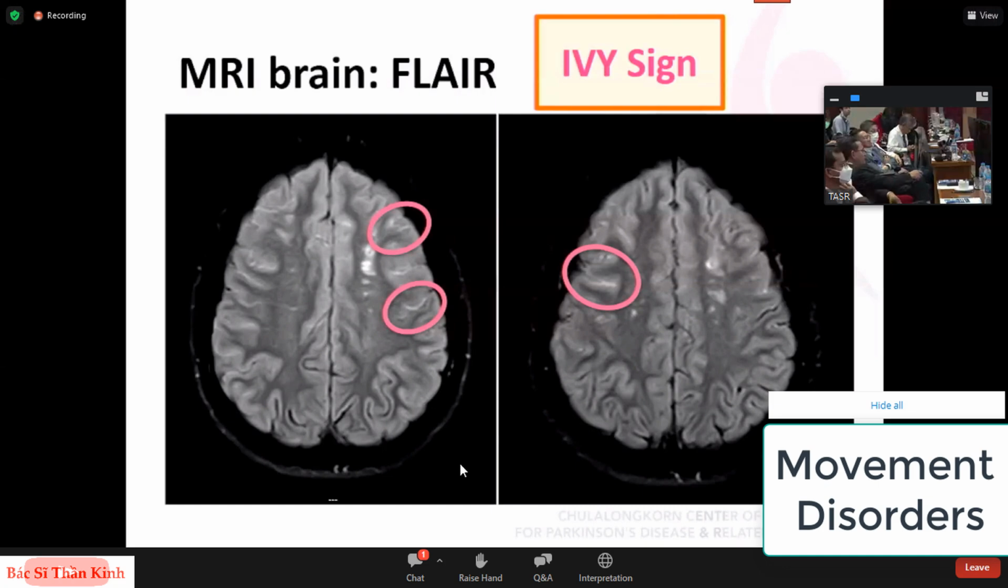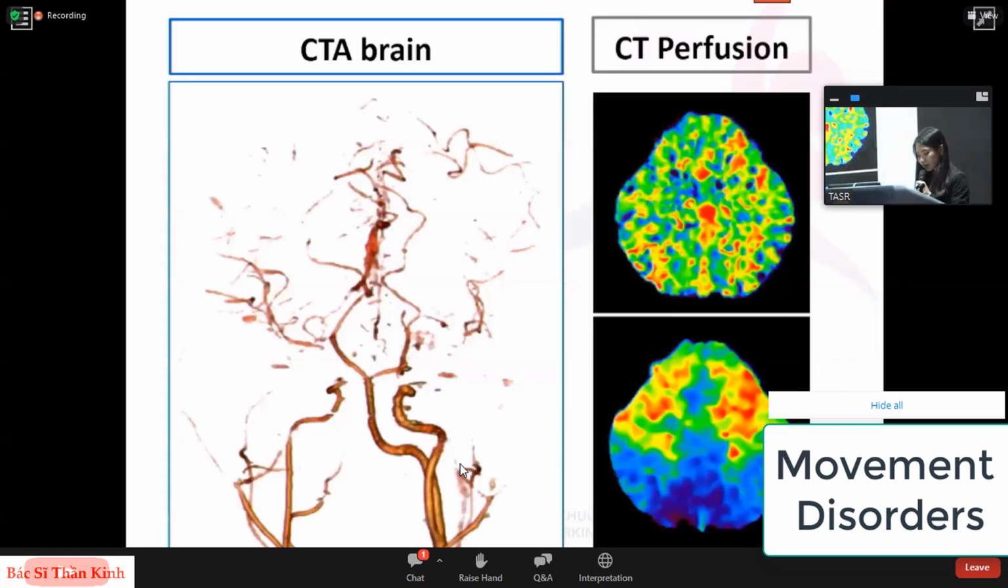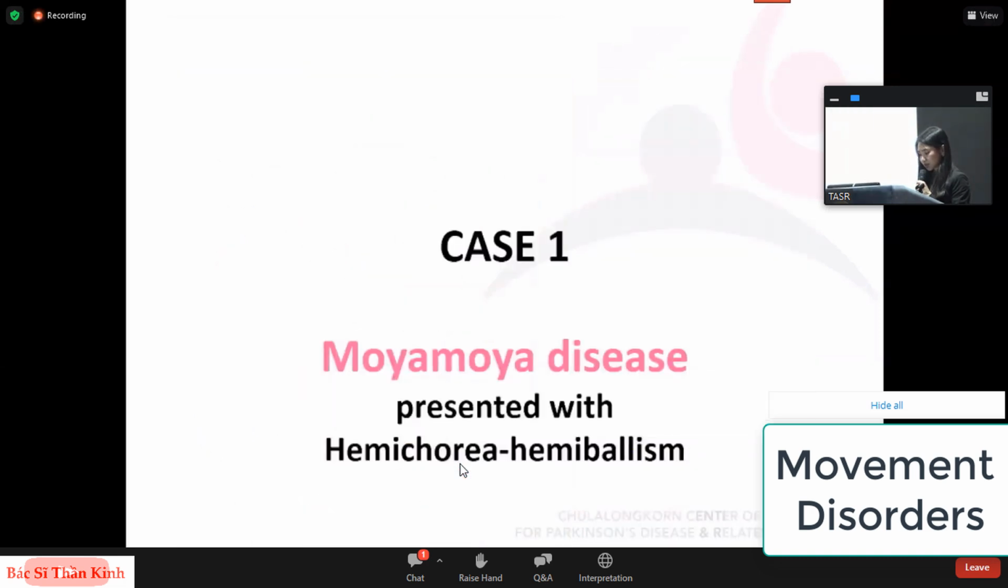Okay. Yes. So she was diagnosed with Moyamoya disease, like the audience said, and thank you for participation. She underwent the CTA, which demonstrated severe stenosis of the bilateral supraclinoid ICA and the M1 segment of the bilateral MCA. She also had a CT perfusion, which demonstrated hypoperfusion on the left side.